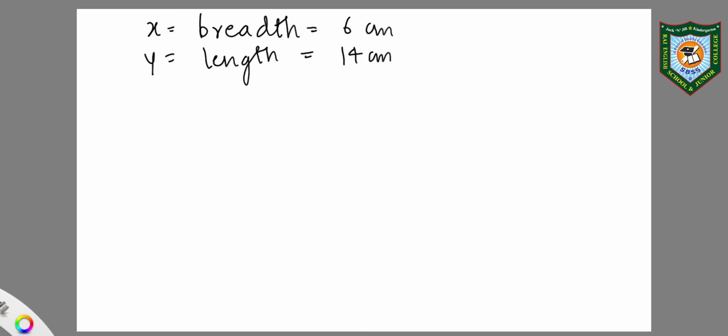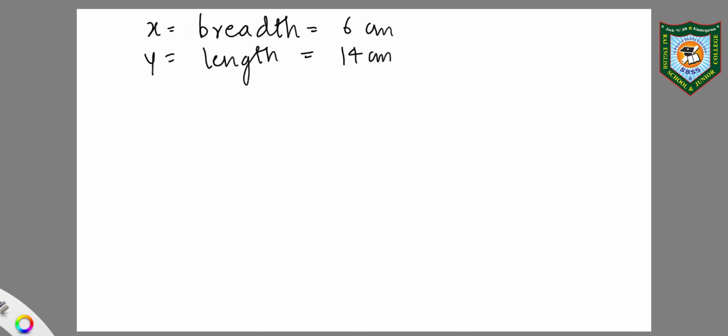Now you all can check the solution from the textbook. The textbook says length of the rectangle is 14 centimeters and breadth is 6 centimeters. So we have the similar answers. The only difference is that the textbook assumed that length was x and breadth was y. It does not matter which value you choose as x and y. All that matters is that your procedure is correct.